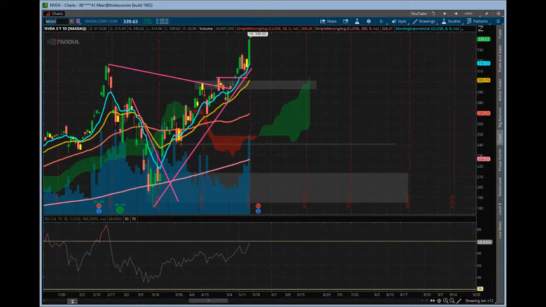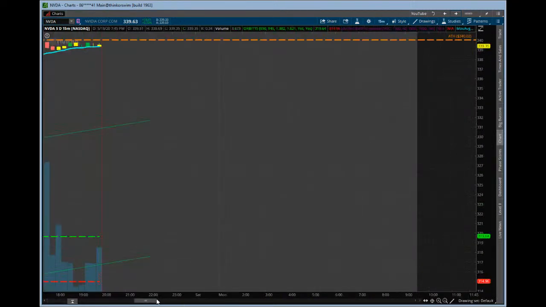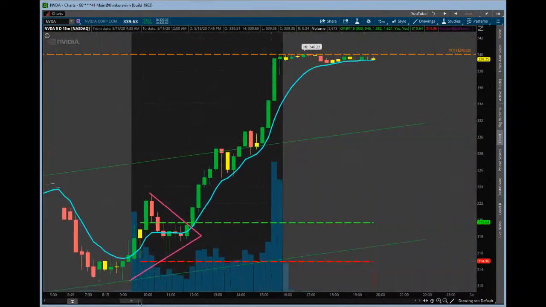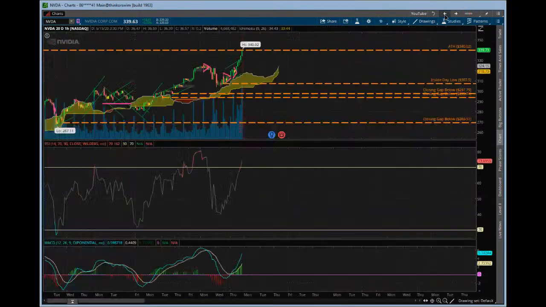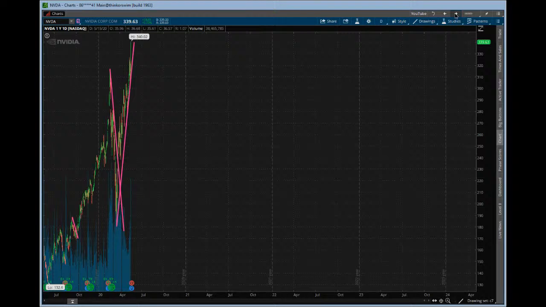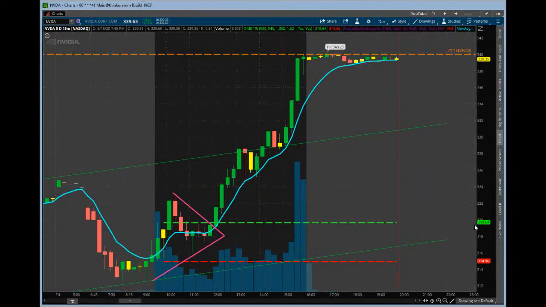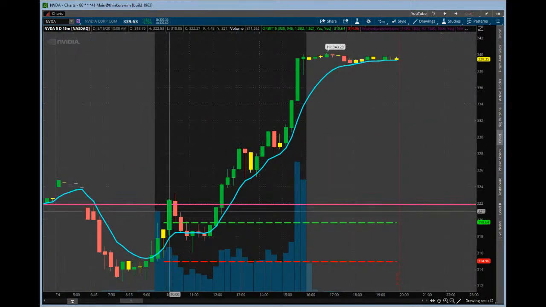So anyway, Nvidia. Wow, what a move on Friday, guys. Inside day up, right? That's why we like to mention that stuff in the Twitter feeds. Inside day up, guys. What a huge break above that level right there. What was that, 321-ish? You go to the 15-minute chart, and there's that level right there.